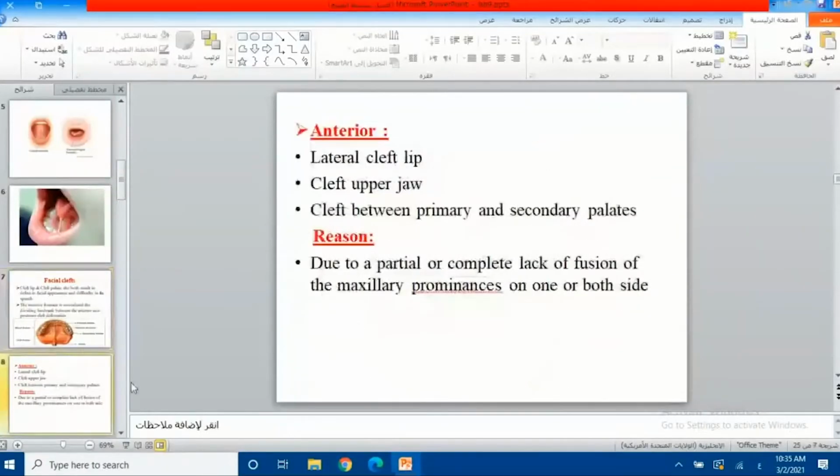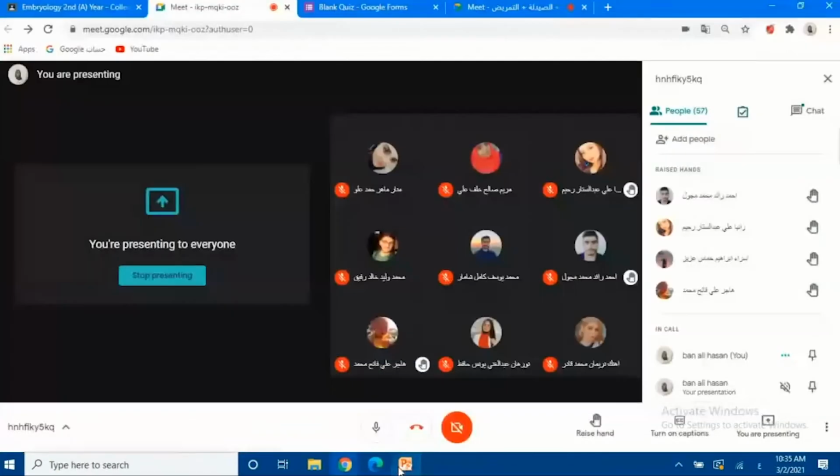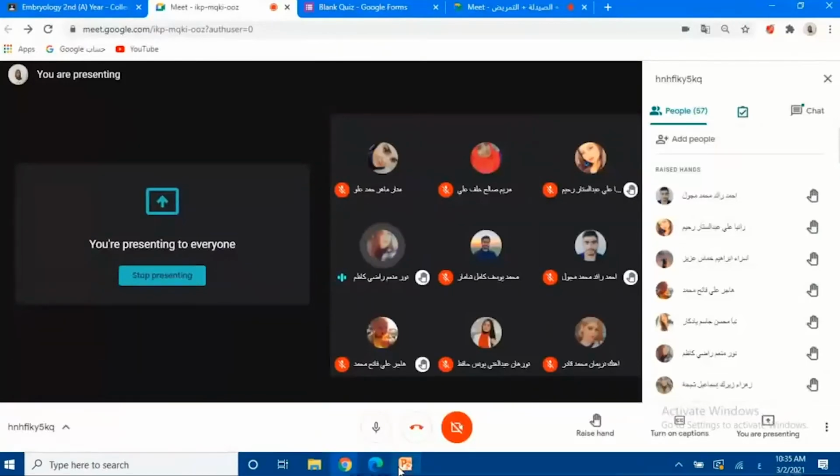Okay, what are the anterior cleft lip? Count the anterior cleft lip, the kinds or types of the anterior cleft lip. Nour Munaim. Lateral cleft lip, cleft upper jaw, cleft between primary and secondary palate. Good, thank you. Thank you.